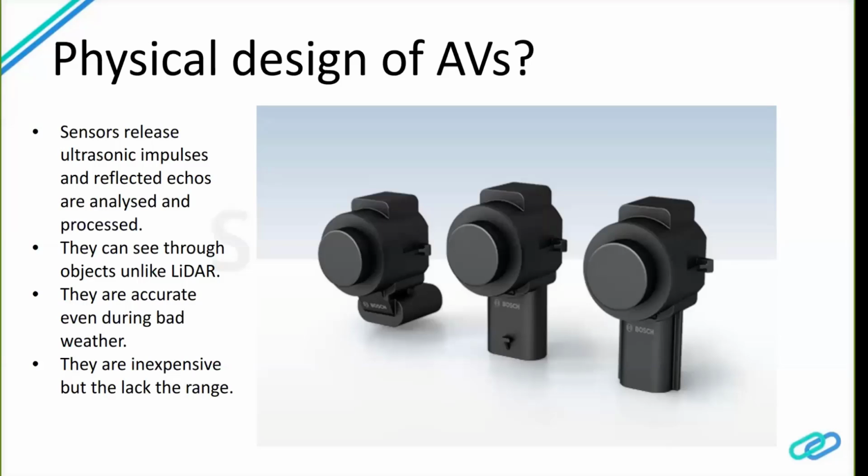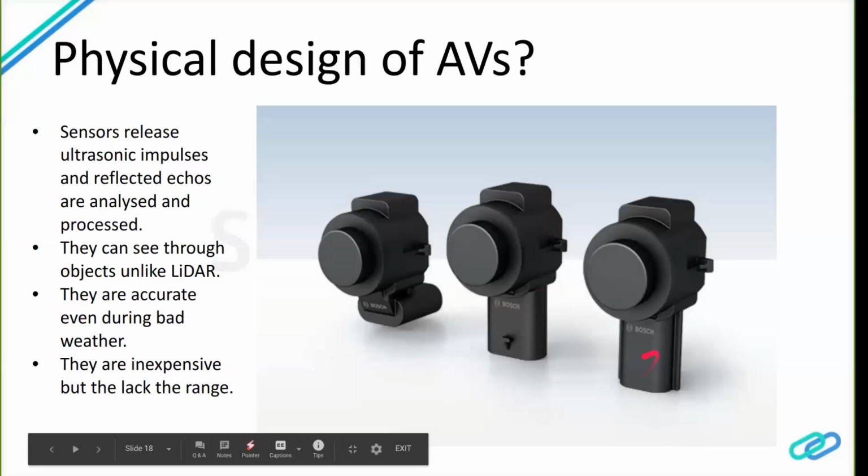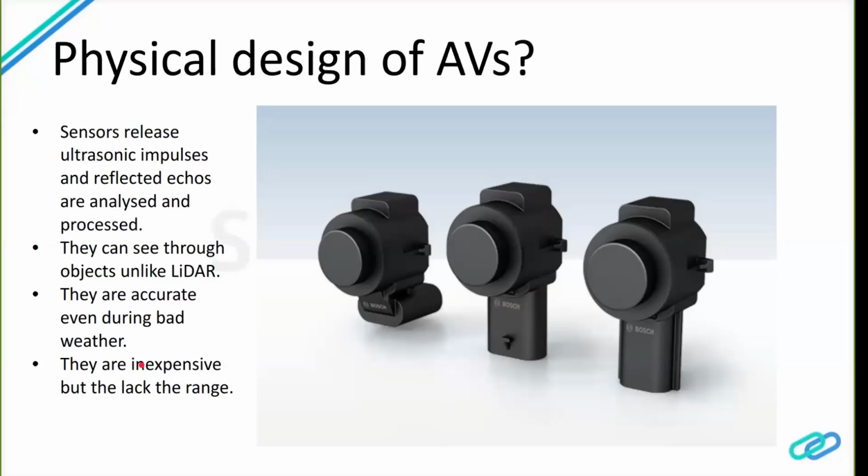And yeah, these are some of the ultrasonic sensors. This is how they look. These are from the Bosch brand. And they are not very expensive. They are being installed currently in almost every car. But the only problem is they lack range. They cannot assist with something very far. For that, again, we need radar. For shorter distances and shorter areas, we need this.